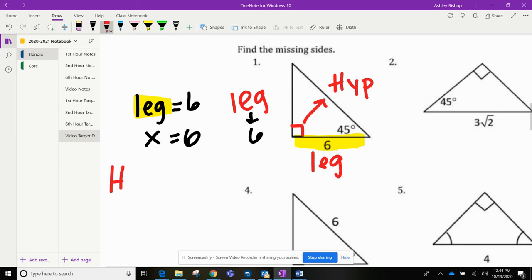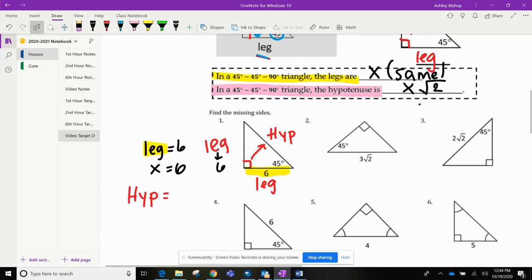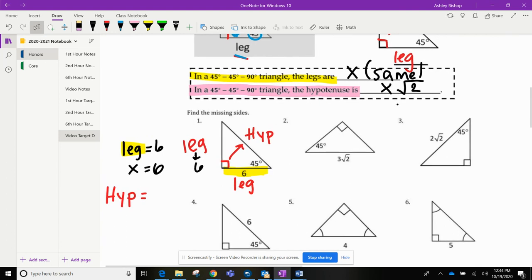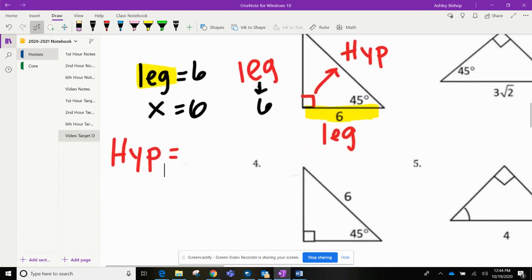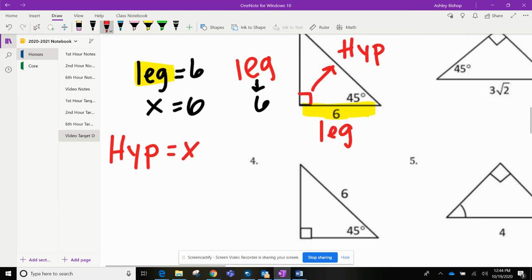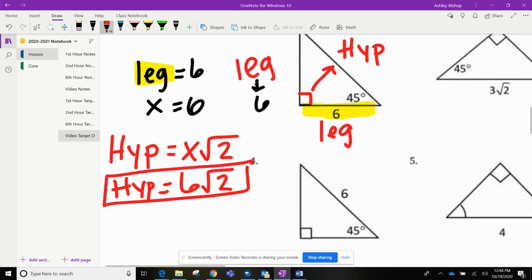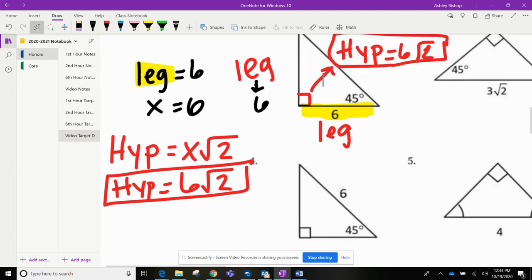So my hypotenuse, let's go write down the rule for the hypotenuse. Well, in a 45, 45, 90-degree triangle, the hypotenuse is equal to x times the square root of 2. So write that down. It's equal to x times the square root of 2. But I now know what x is. x is equal to 6. I found that earlier. So my hypotenuse is equal to 6 times the square root of 2. So I found that, 6 times the square root of 2. Okay? If at any point you have a question, please pause this and message me.